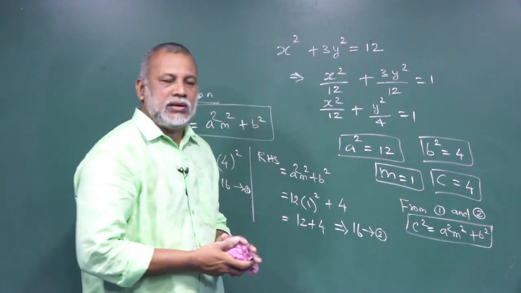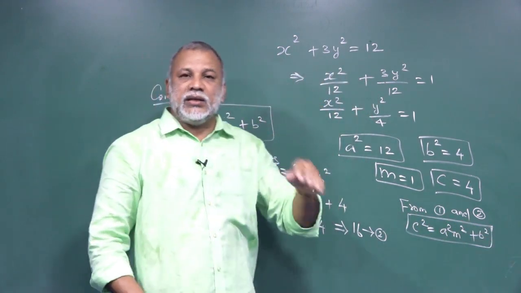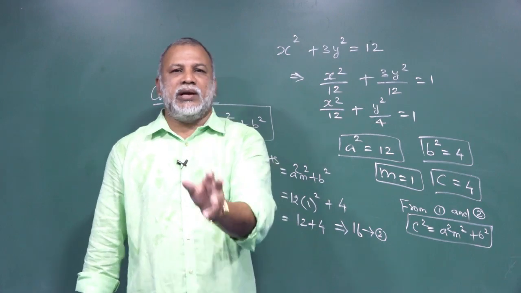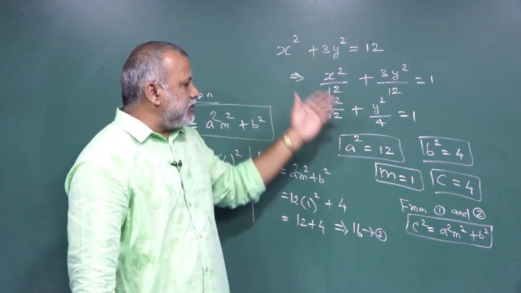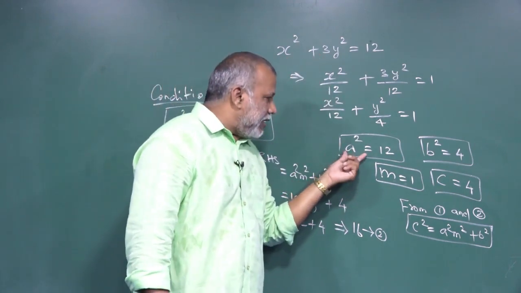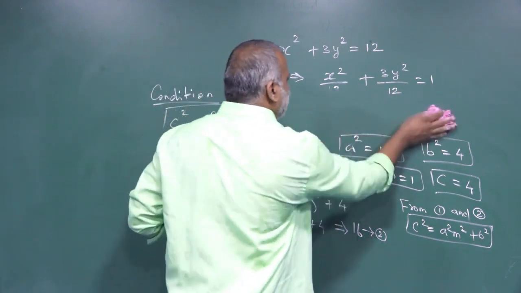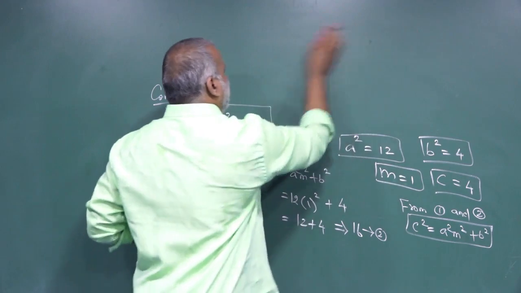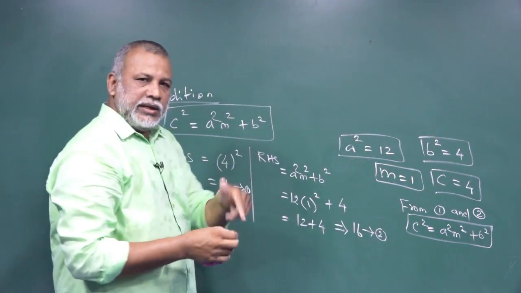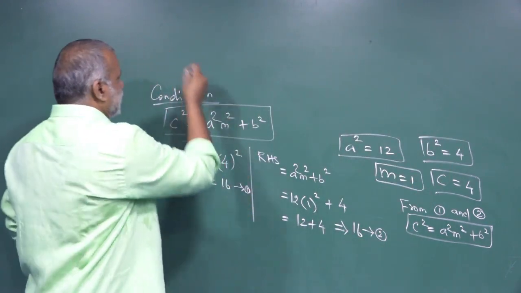Once again, listen to the concept. From the given line, we are able to find out the values of m and c. From the given ellipse, we are able to find out the values of a squared, b squared. These are the required things. Now write down the condition for the line y equal to mx plus c. Take down your theoretical part.